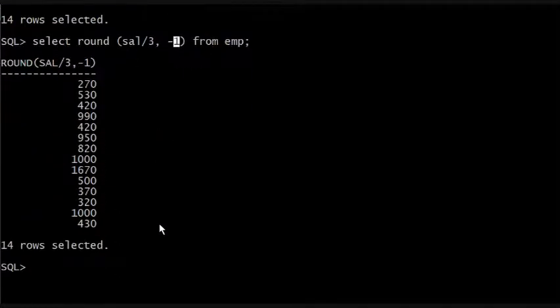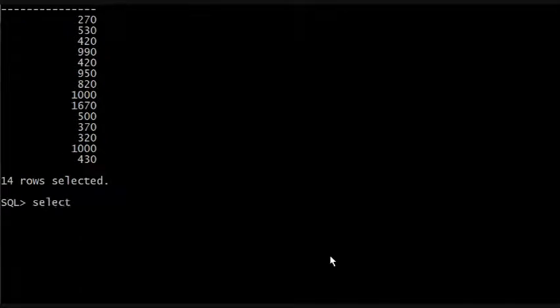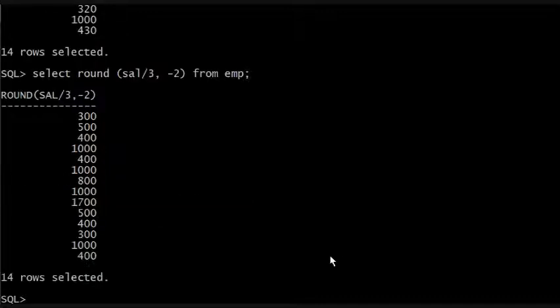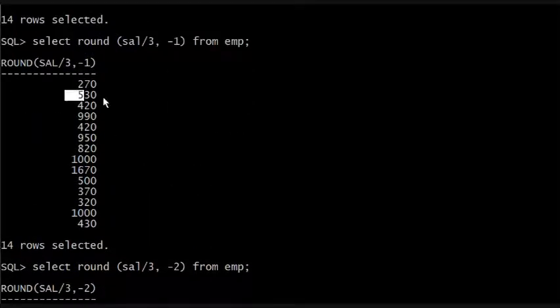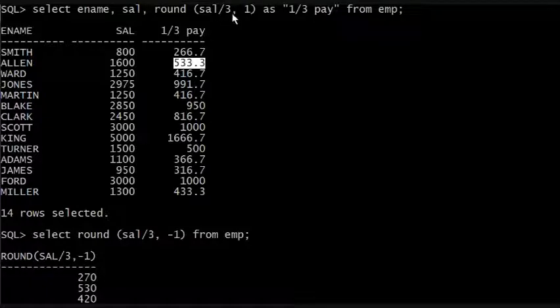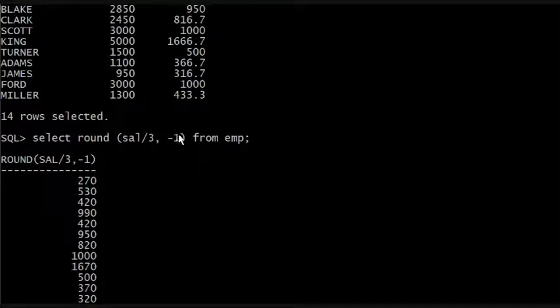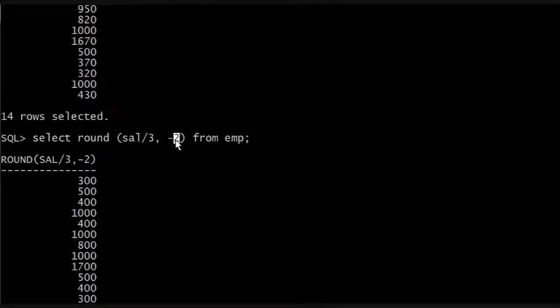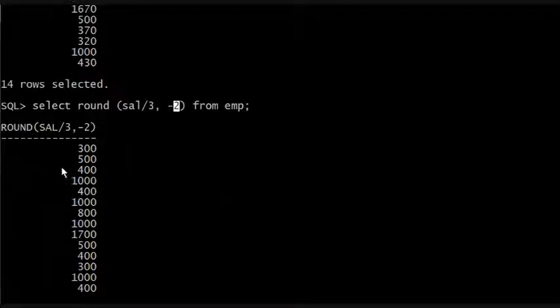Let's play around and make this a -2 for a second. Again, this is not a math class. Sal divided by 3, comma, space, -2 from EMP. Uh-oh. So now we're rounding to the hundredths column. It was 533 when we just divided it by 3 and rounded to the right of the decimal point. It was 533.3. Then we rounded it to the left of the decimal and it became 530. Then we rounded it 2 digits to the left and it became 500.